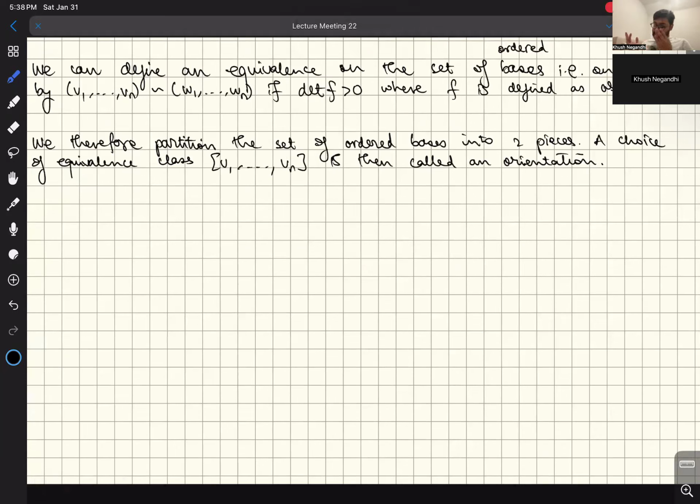So basically the idea now is that if you have a vector space and you choose an orientation, we say that any basis that is equivalent to this choice is said to be positively oriented. And if you relate it to a basis from the other equivalence class, we would say that the other basis is negatively oriented. But positive and negative orientation heavily depends on the choice of initial equivalence class.